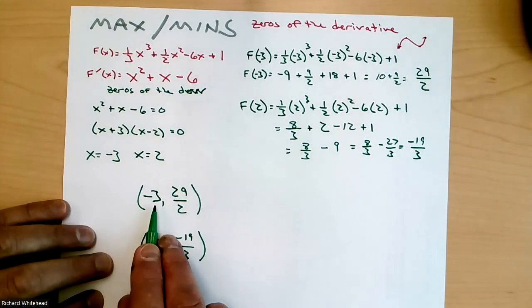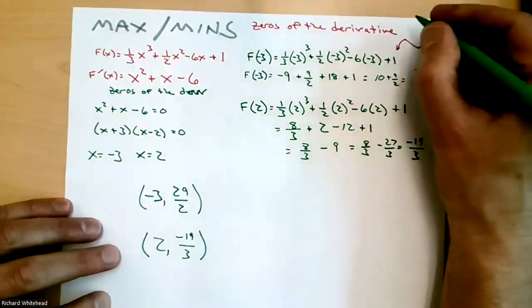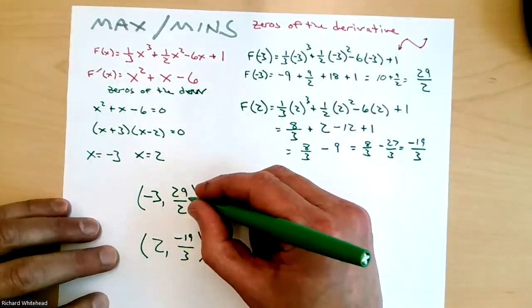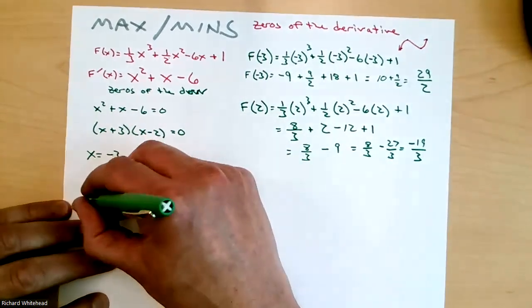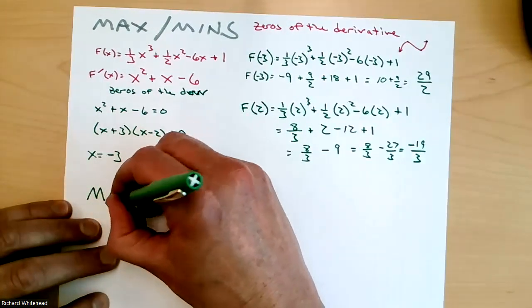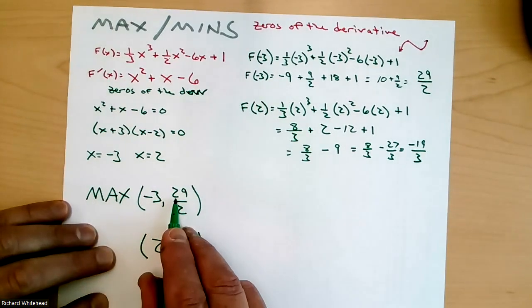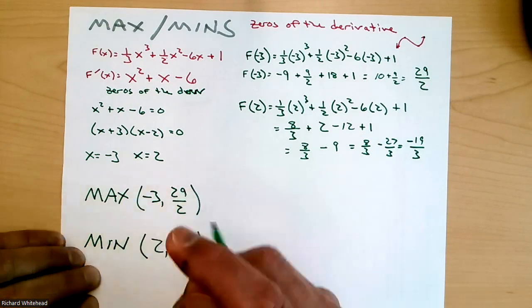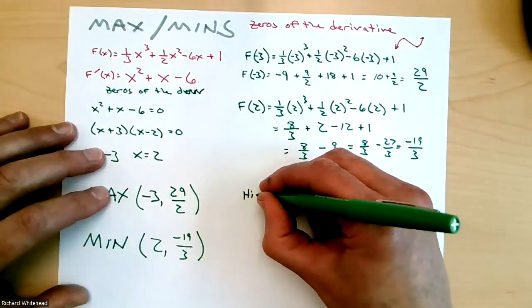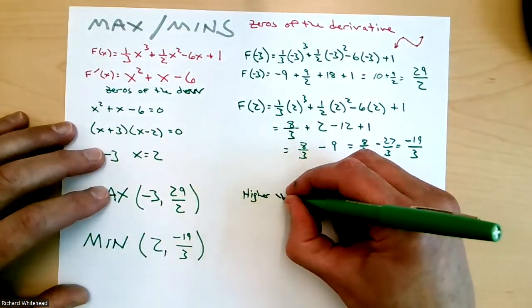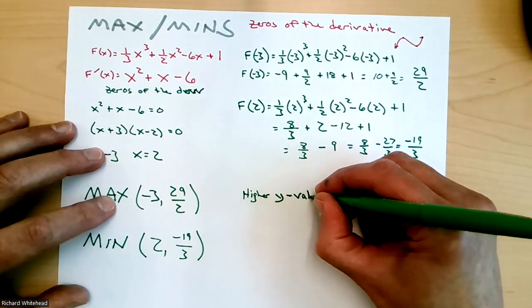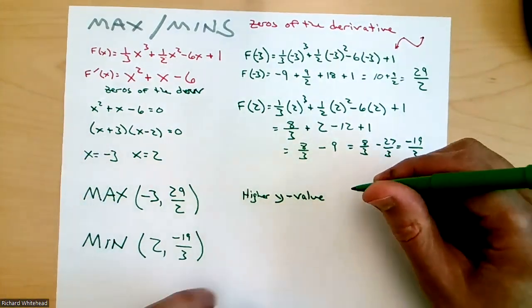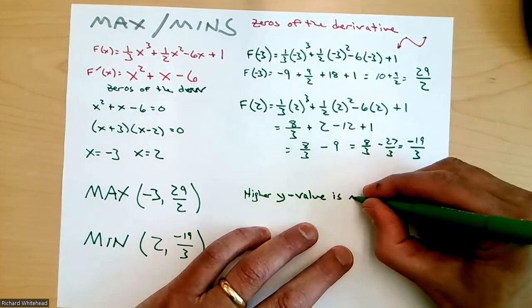Well, what do you know? The -3 has the higher y value. That means it's higher up. Higher y value is higher up. This one is the max. -19 over 3 is way below 29 over 2, so that one's the min. So the higher y value makes the max, which I hope is logical because your y's are your up and down.